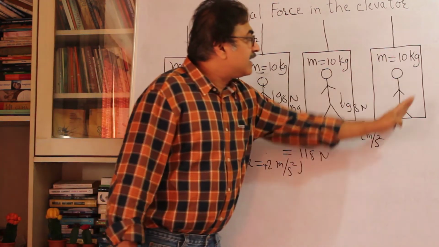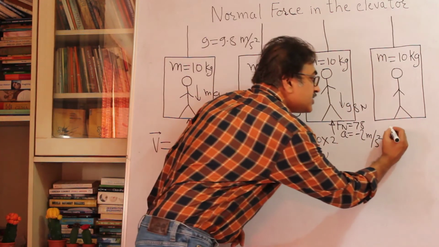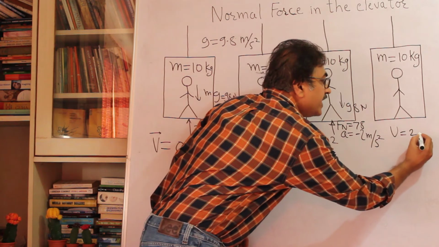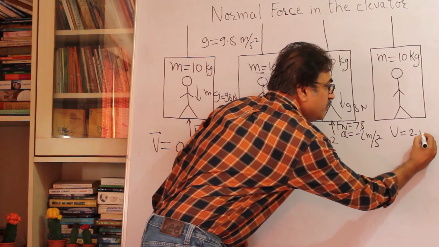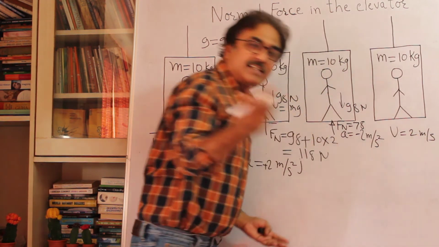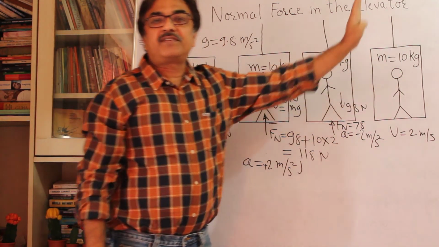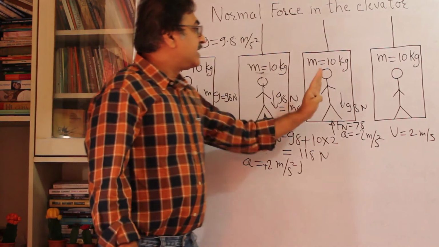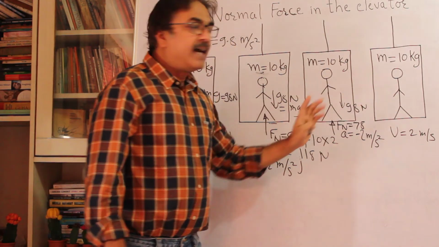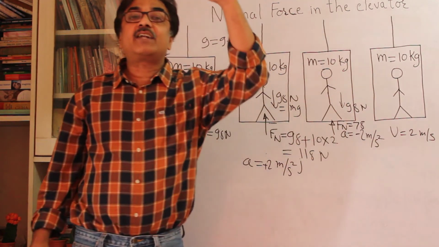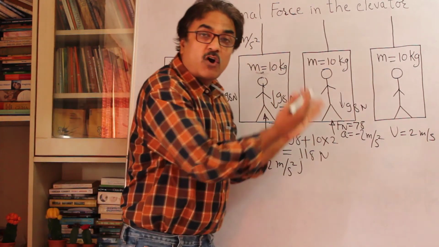Okay, let's consider this case where velocity is constant. Let's say it is moving at some 2 meters per second. I'm just taking one figure. Its velocity is constant. Anyway, when the lift is traveling at constant velocity, what will be the normal force?